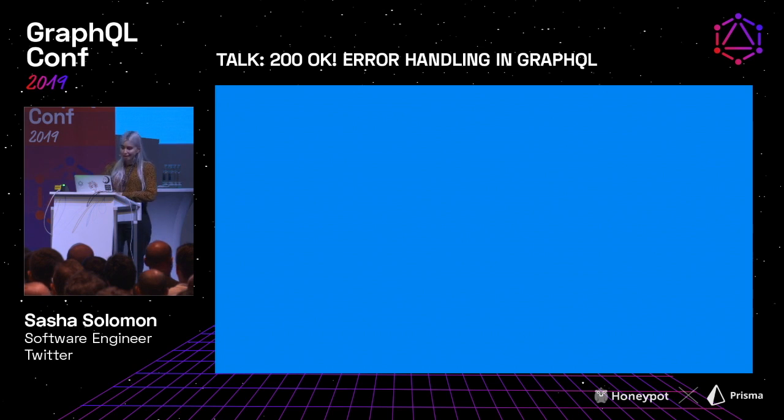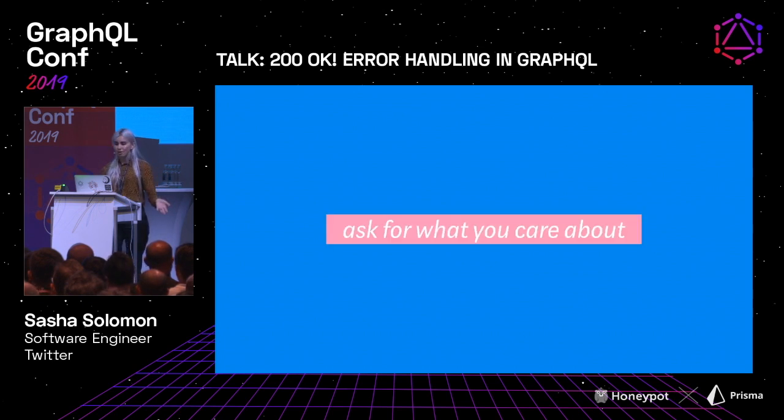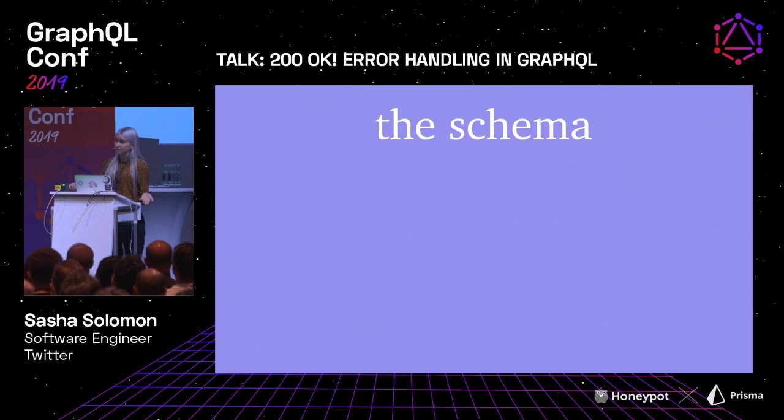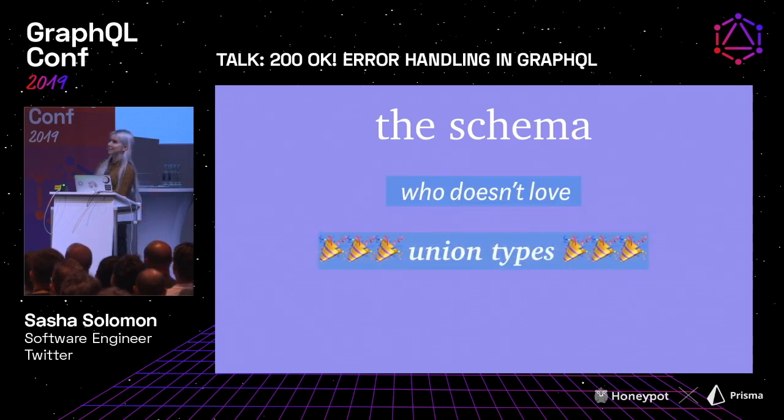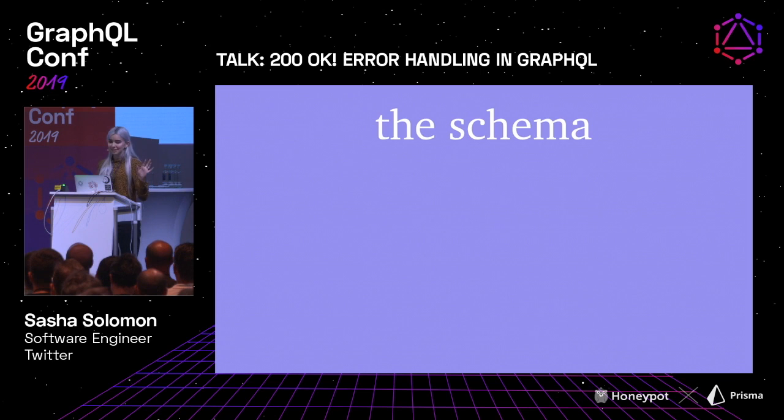And if we've learned anything in GraphQL, if I've learned anything at all, it's that you get to ask for what you care about. The whole thing with GraphQL is that clients get to ask for the data that they need, the data that they want, the data that they care about. So let's look at how we might model this in our schema. And who doesn't love union types? I do. I love union types. I will sing their praises. Okay, so let's get into it.